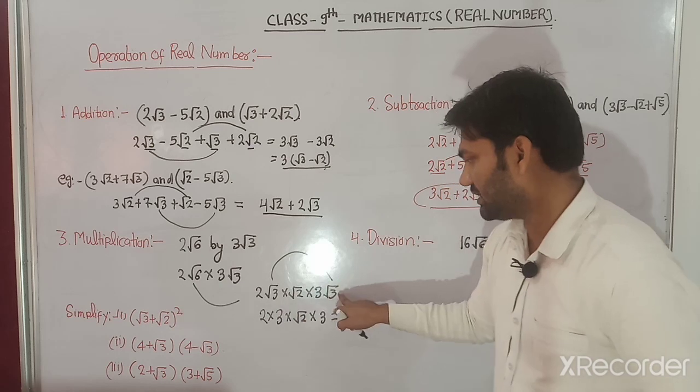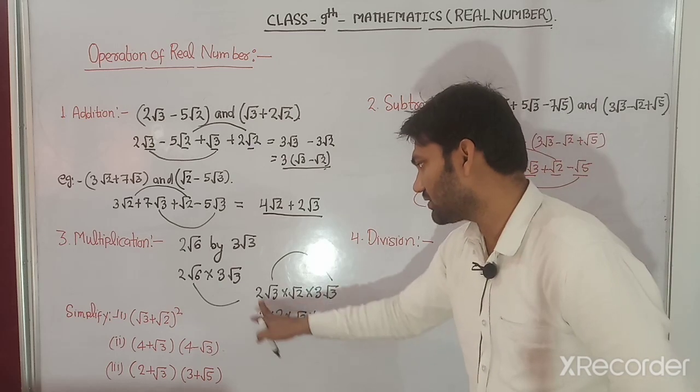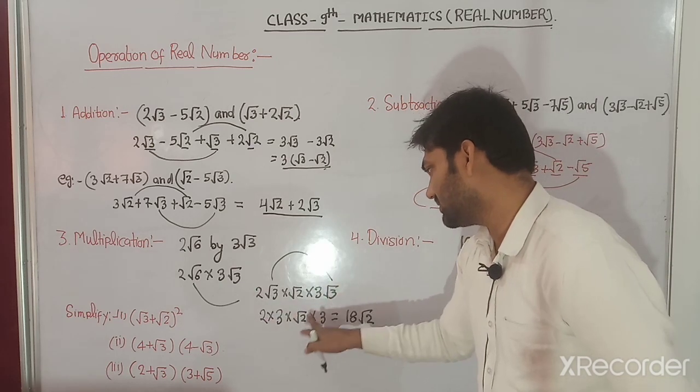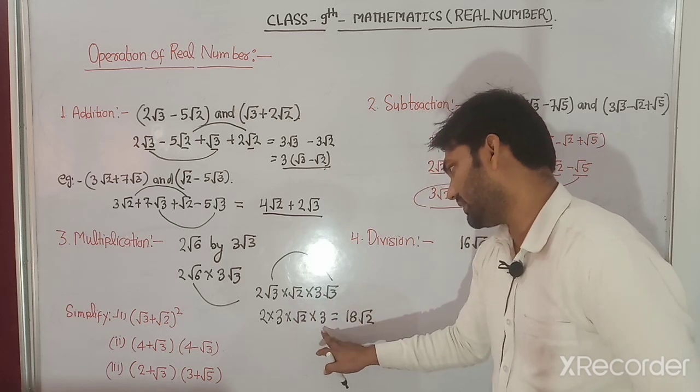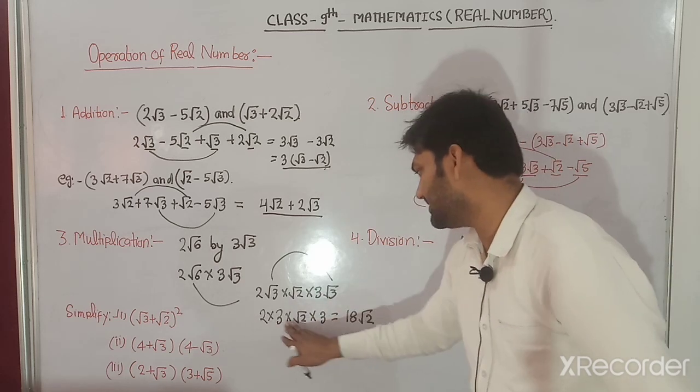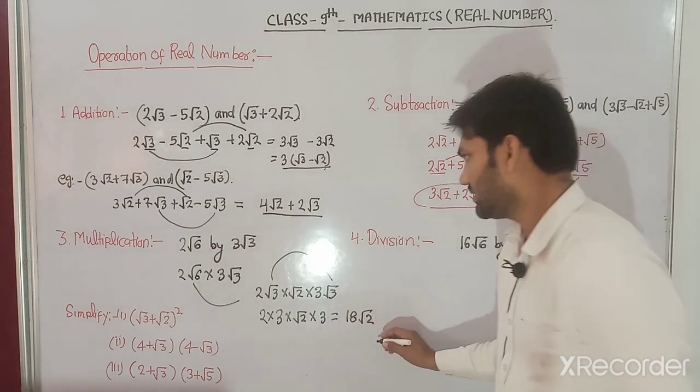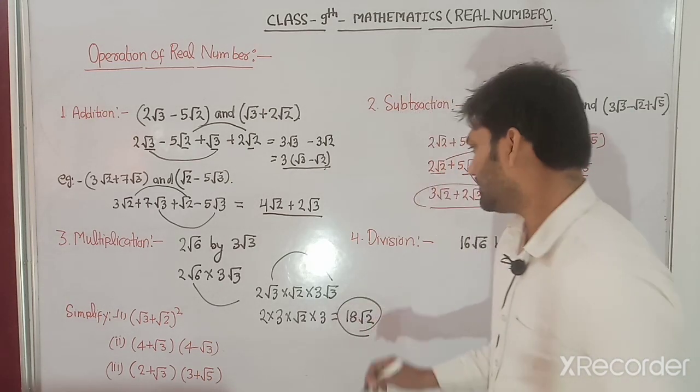And root 3 times root 3, the result is 3. 2 multiplied by 3, and root 2 into 3. Then 3 times 3 is 9, 9 times 2 is 18. 18 root 2, it is the answer. That is multiplication. And last is the division.